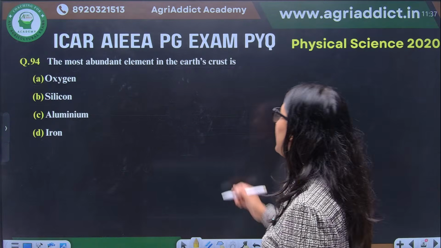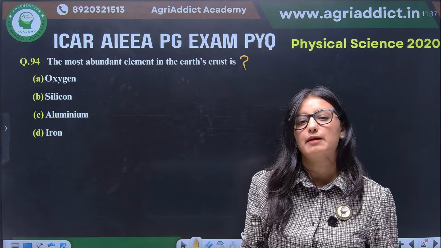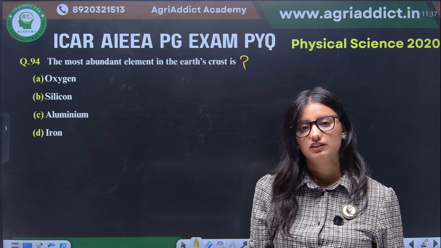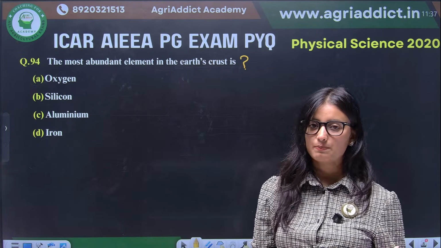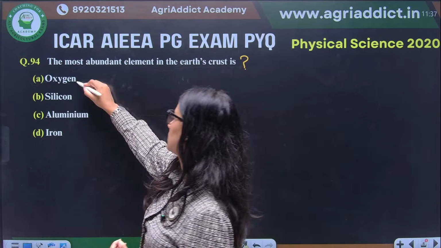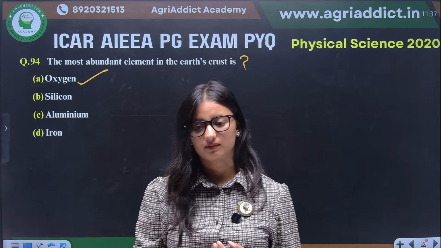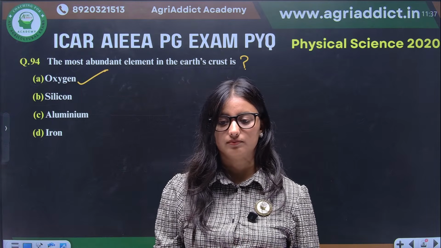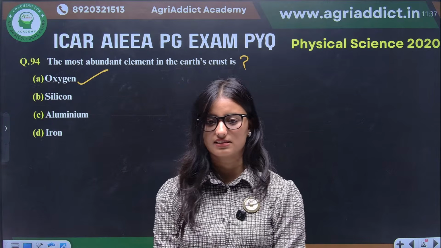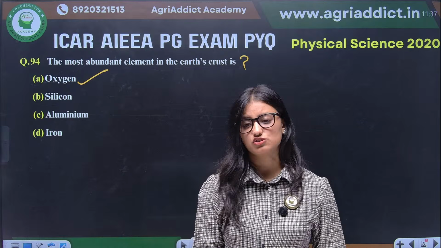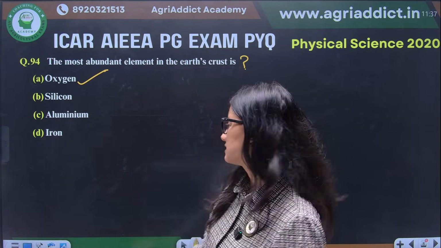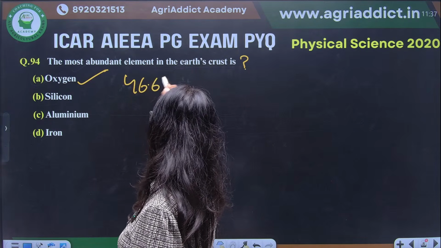Which of the following is the most abundant element in the earth crust? Give me the percentage also. Oxygen. Very good. And what is the percentage of oxygen? Yes, A is the correct answer. Now tell me the percentage of oxygen. Yeah, 47, or this is 46.6%.